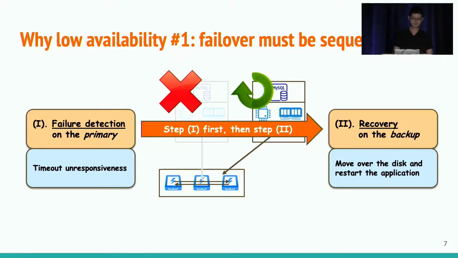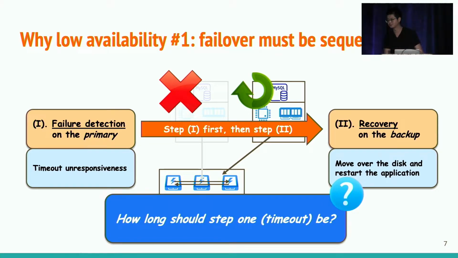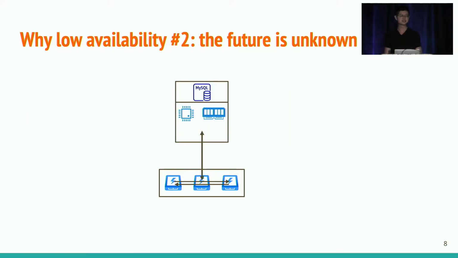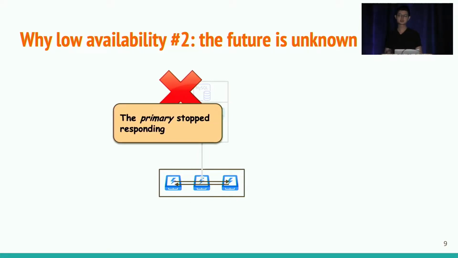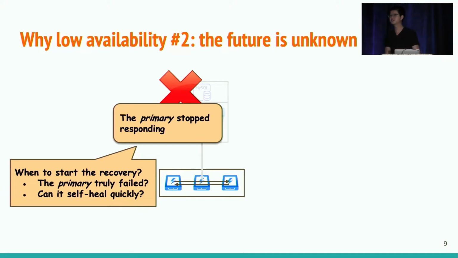This gives RED a hard decision to make: when should we consider step one to be completed? In other words, how long should the timeout be? Such a decision is fundamentally hard, because the future is unknown. When the primary stops responding, what is happening? Has it truly failed, or is this just a network blip and the primary can come back shortly after? And if that's the case, how long should we keep waiting to see if the primary self-recovers?